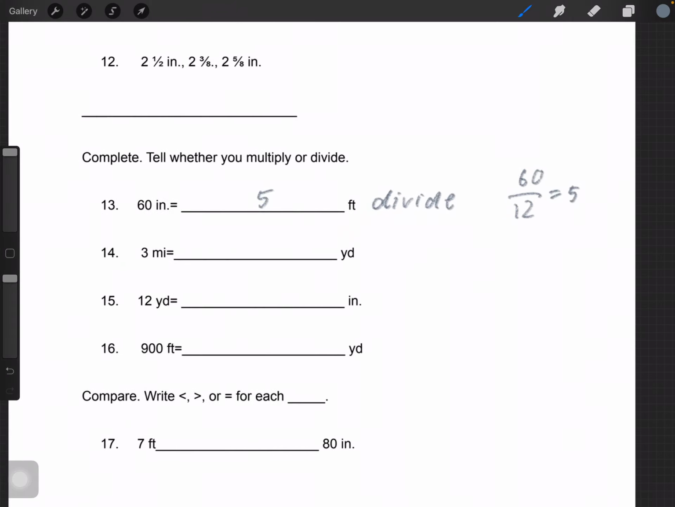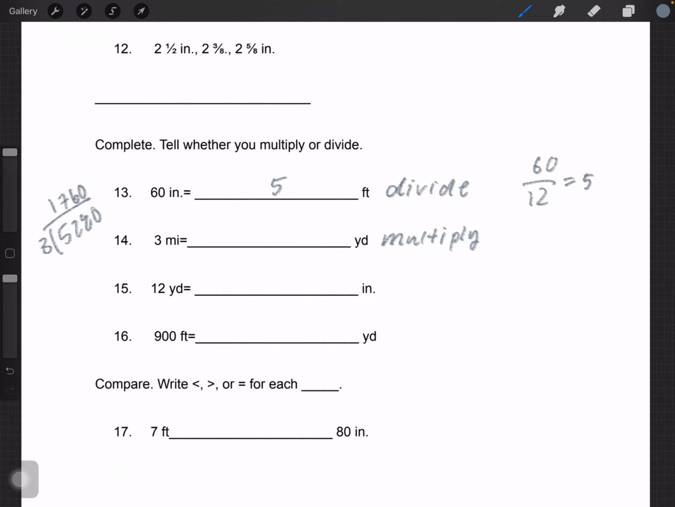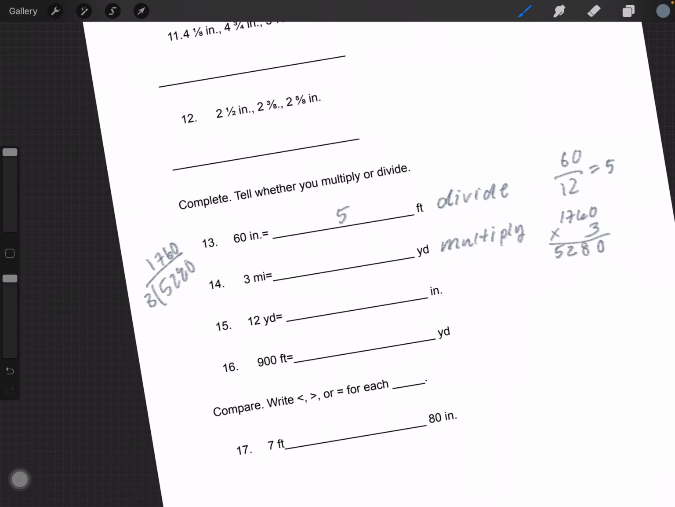Now, 14 says miles to yards. Miles is larger than yards, so you multiply. And what do you multiply by? Well, in 1 mile there are, let me do the calculations really quick. There are 1,760 yards, so you multiply 1,760 by 3, and you get 5,280.